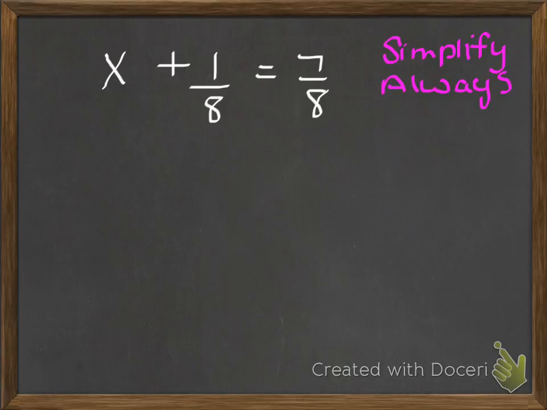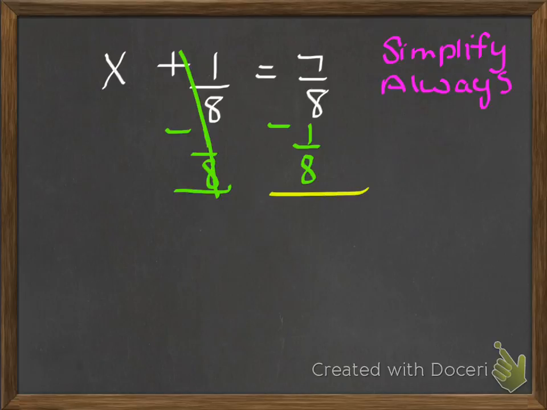All right, so we are nearing the finish line, boys and girls. Right now we have x plus 1/8 equals 7/8. So you want to remember, I'm showing you this problem because you want to remember to always simplify. So what's the variable? It's x. What's being done to x? 1/8 is being added to it. So to undo that, I'm going to subtract 1/8 from each side.